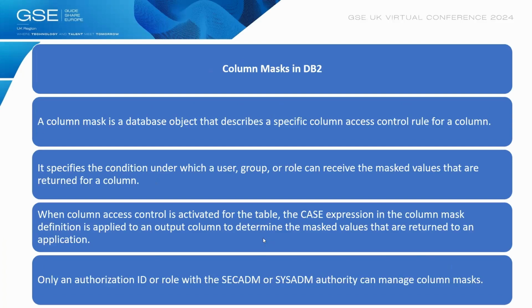Column mask is a similar feature, but it can be applied on the columns. It also specifies the condition on which a group or user can receive the mask value that is returned for a column. And only SECADM and SYSADM can manage column mask. Yes, this is row and column access for Db2.